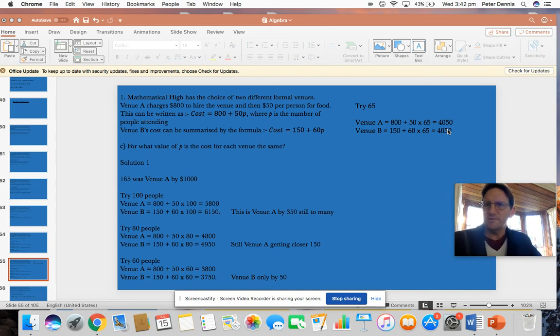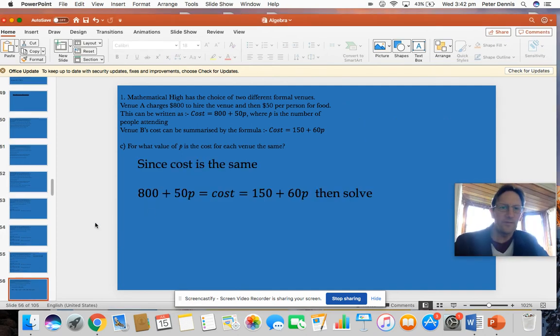Having said that, this has taken a long time. If it was 63, we'd have to keep on going. If it's not a nice number, in this case it was a nice number. How would we do it more algebraically? Let's have a look at how we might do it.